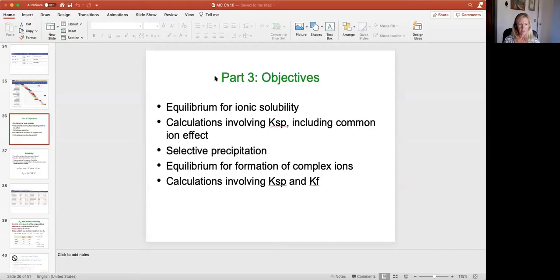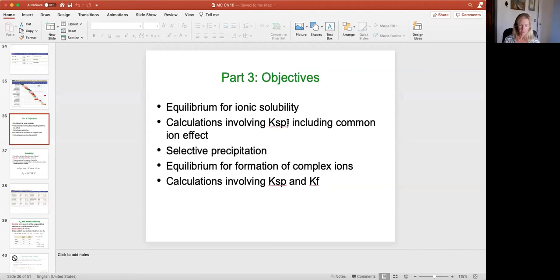Hi, okay, so welcome to the last part of our ionic equilibrium chapter. This one we're going to move away from acid-base chemistry and look at ionic solids and also transition metals and the complexes that these transition metals can form in water as well as with other ions. So today we're going to look at equilibrium for ionic solubility.